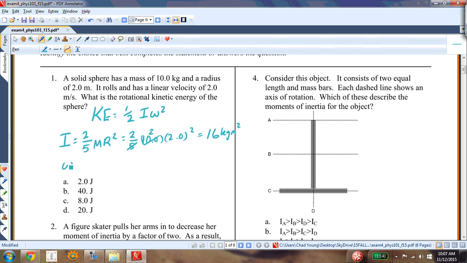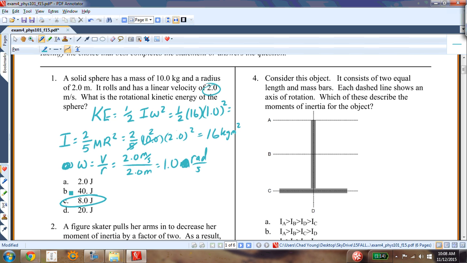And then I also want to know omega. That's going to be equal to V over R. What is V? 2 meters per second divided by the radius, which is 2 meters. So that's 1 radian per second. And now I do the kinetic energy. It's 1/2 of 16 times 1 squared. That's 8 times 1. It's going to be 8 joules.